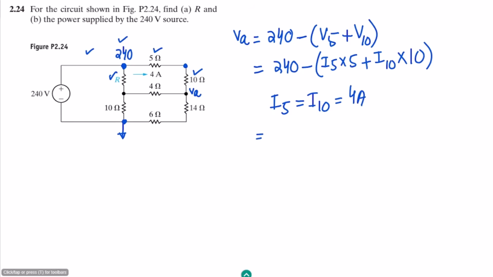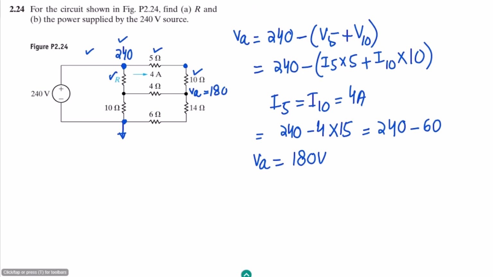So let me write these values. It will be 240 minus 4 times, and 5 plus 10 is 15. So it is now 240 minus 60. So the value of VA is what? That is 180 volts. So the value here is 180 volts.